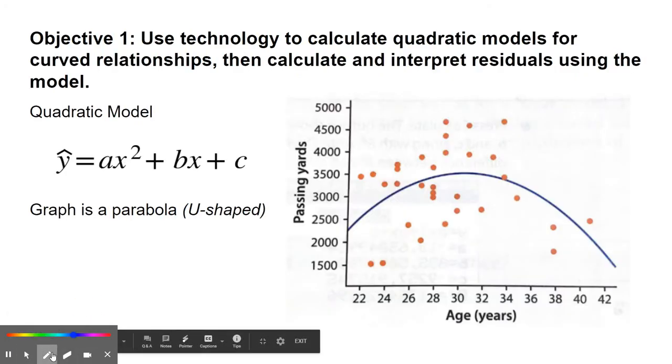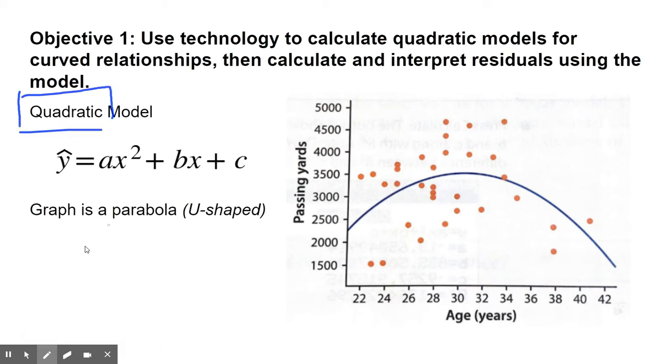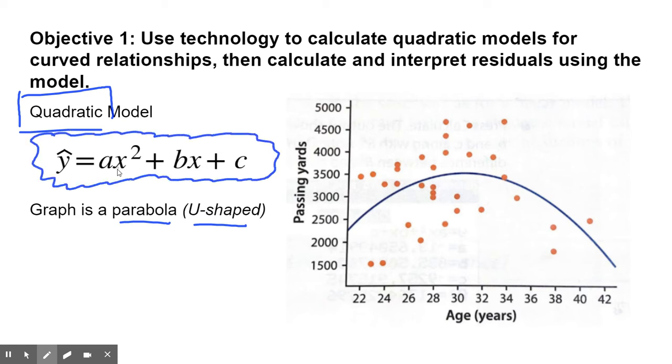All right, so this is a quadratic model. Remember that the graph is a parabola or a U shape. Here is the form that we're going to use: y hat equals ax squared plus bx plus c. I want to show you that the ax squared comes first. You'll see that in our stats applet, they actually put the ax squared last. They do this in reverse order. I want to make sure you put the ax squared first, so be aware of that.